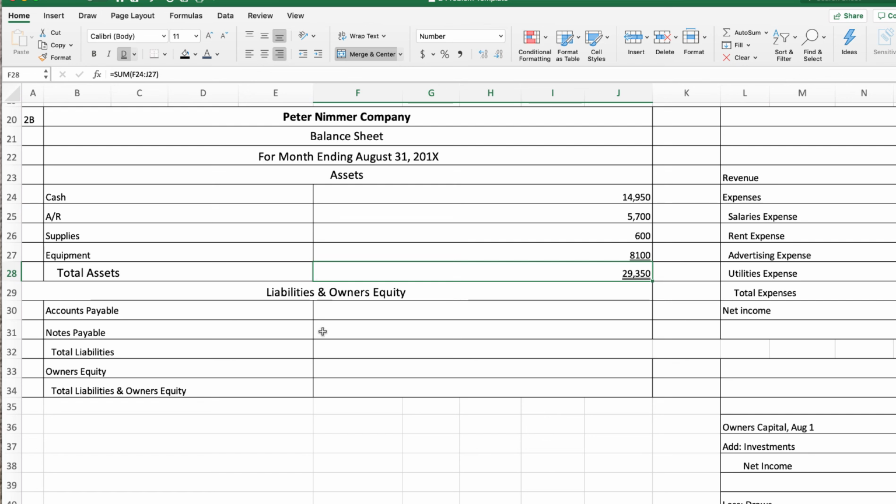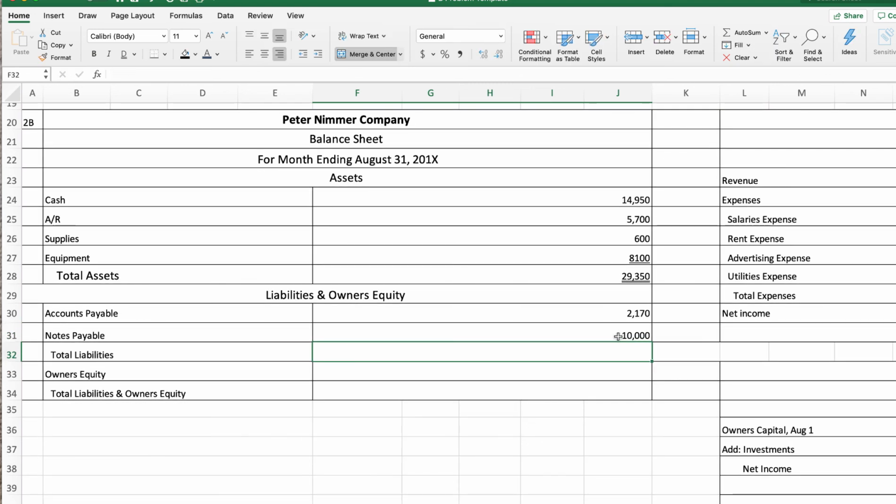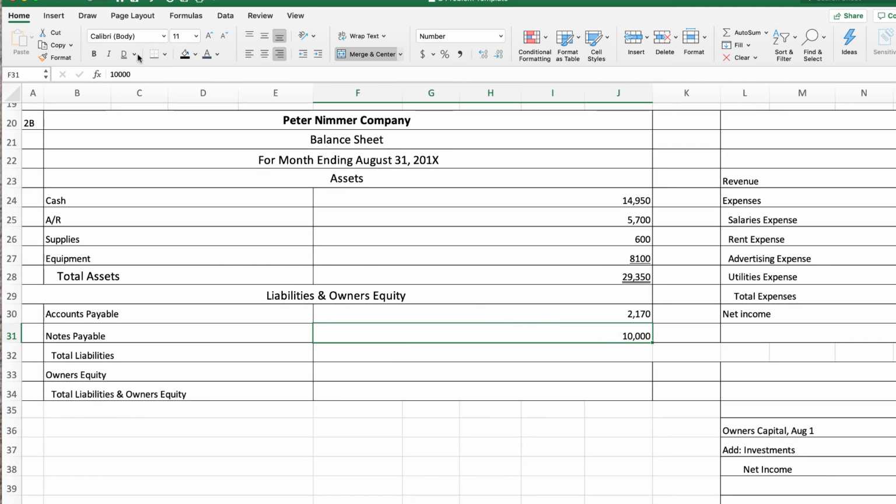Okay, I do the same thing with my accounts payable. Well, what are my accounts payable? Well, all I need to do is just look at the ending balance of my transaction and notice that my accounts payable is 2,170. My notes payable, I took out a note for the bank. That's $10,000. I need to add up my total liabilities. So I'm going to underline my 10,000, and I'm going to auto sum, and I have 12,170. Okay, I'm not going to put a double underline here because there's still numbers that come after this.